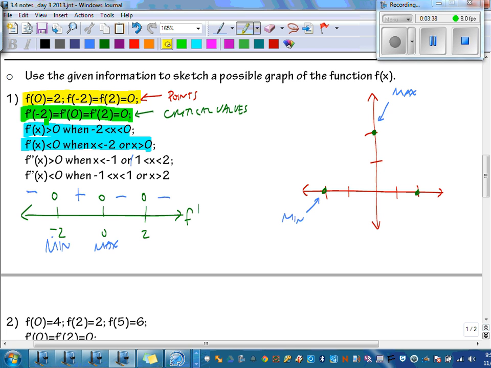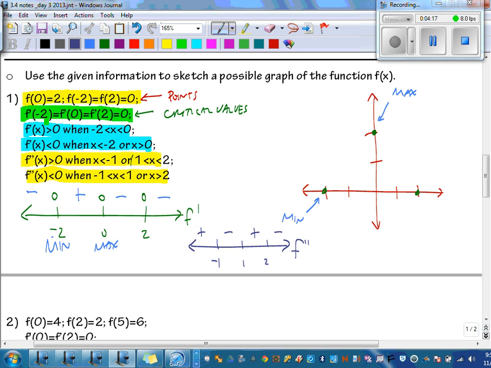All right, we have one other set of information here that deals with the second derivative. So this is going to help us come up with our second derivative number line. So our second derivative is going to be positive when x is less than negative 1. So we'll put negative 1 on there. It's going to be positive to the left of that, or between 1 and 2. So 1 and 2 are going to be on here, and it's going to be positive in between there. Second derivative is negative between negative 1 and 1, and when x is greater than 2.